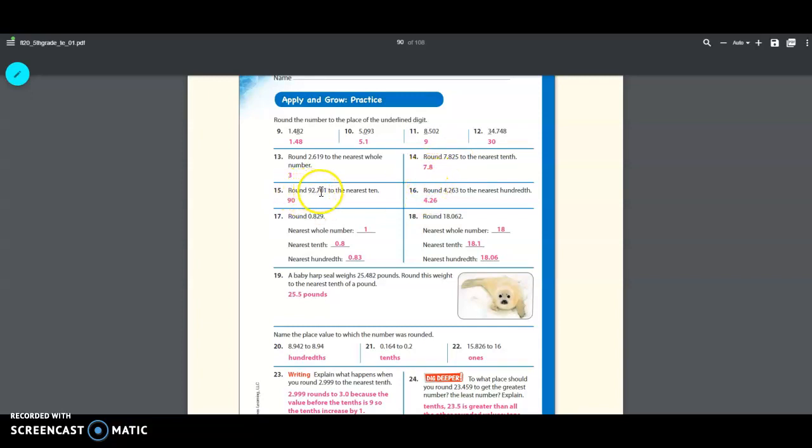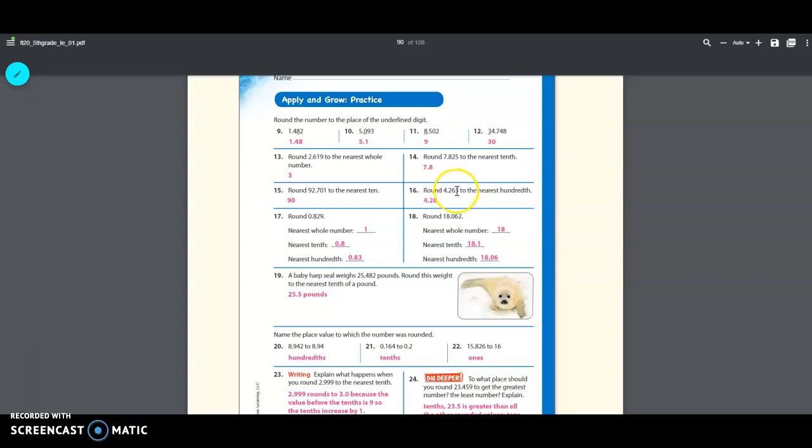Round 92.701 to the nearest 10. That means it's either going to go as low as 90 or it's going to go as high as 100. I look at the place. I look to the right. It's lower than 5, which means I'm rounding down to 90.